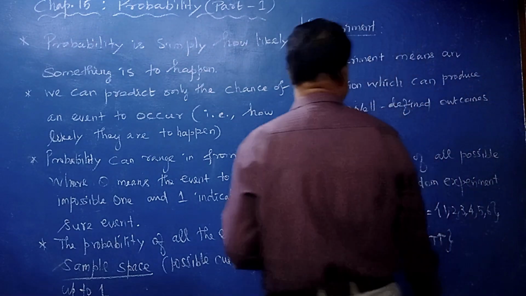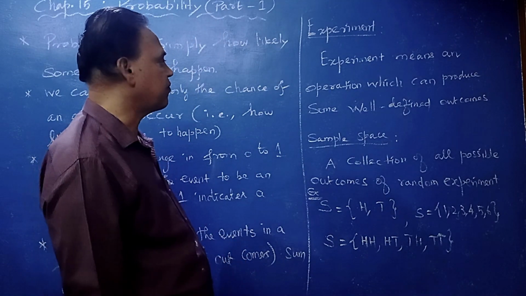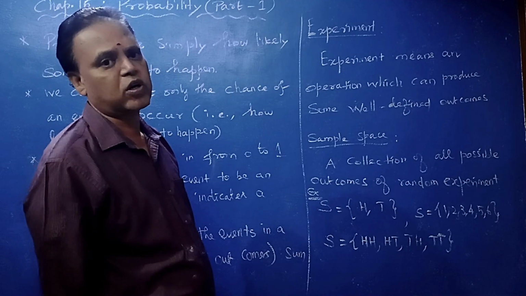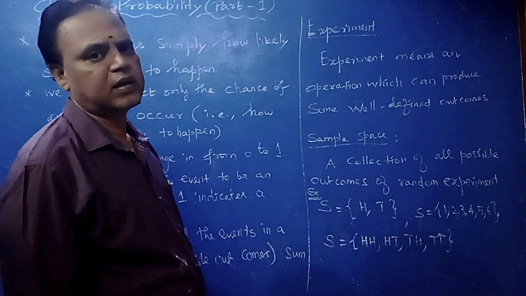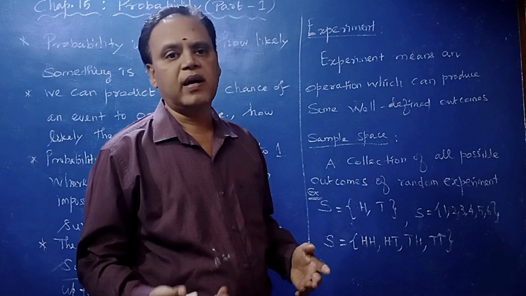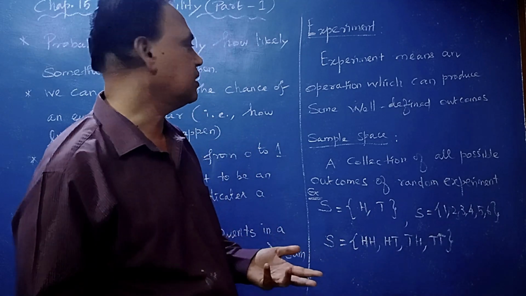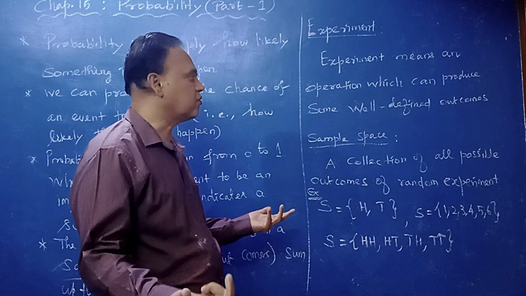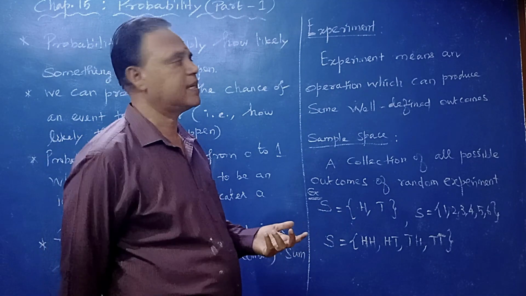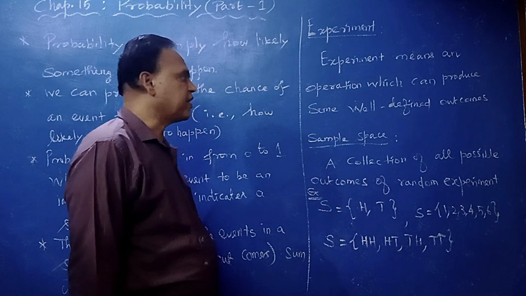What is an experiment? An experiment means an operation which can produce some well-defined outcomes. Suppose you are tossing a coin. The possible outcomes are head and tail. That is well-defined. Clear? The outcomes are well-defined. That is an experiment. Tossing a coin is an experiment, meaning an operation which can produce some well-defined outcomes.